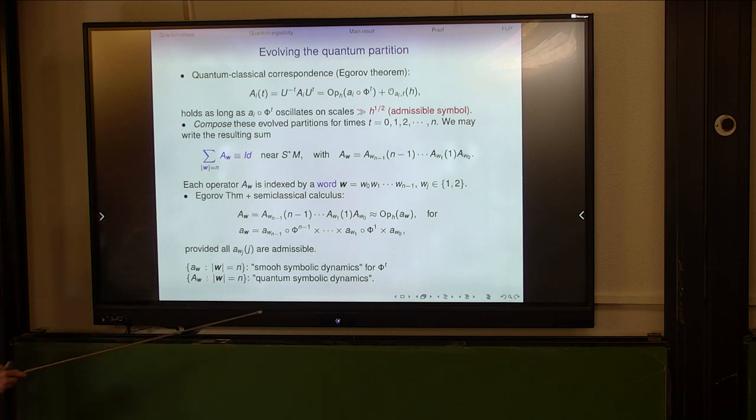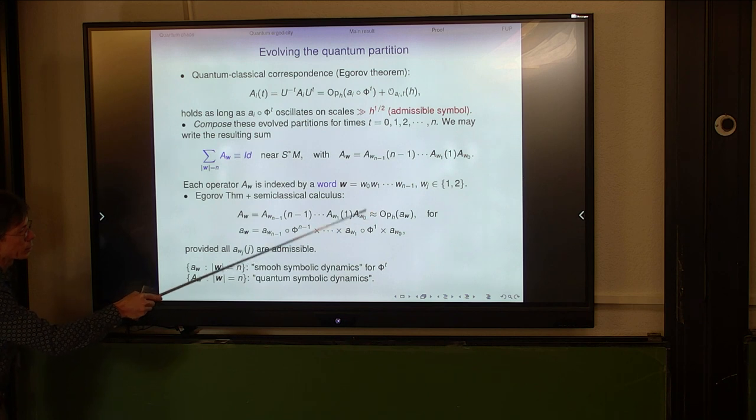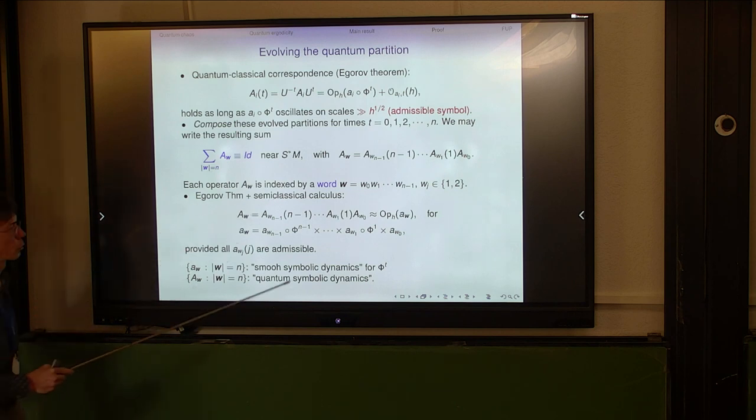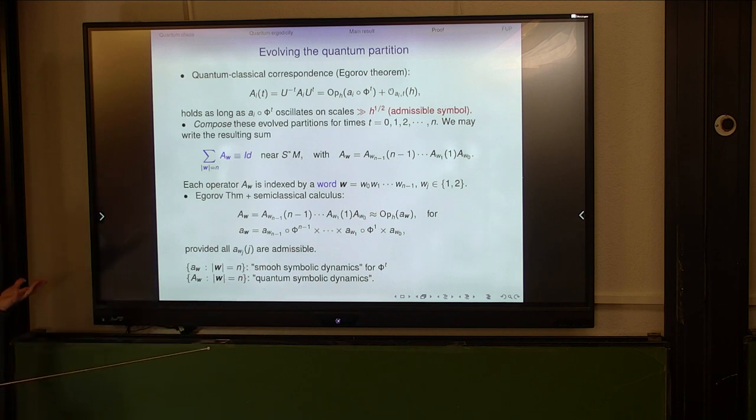Of course, this is not an equality, there is some smaller remainder. But that's what I call semi-classical calculus. You can replace a product of operators by a product of functions, which should usually be easier.